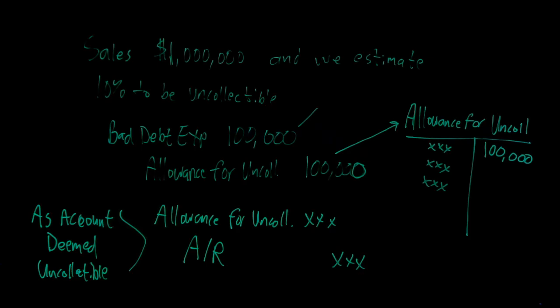So we hit $100,000 on our income statement all at the beginning when we made the estimate. And now, as we actually write the accounts off, we're going to take it out of this bucket. So that's called the allowance method. And when we took 10% of sales to be uncollectible, that's called the percentage of sales method to estimate the uncollectibles.